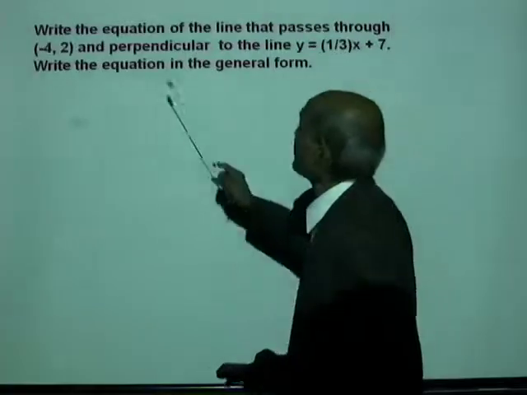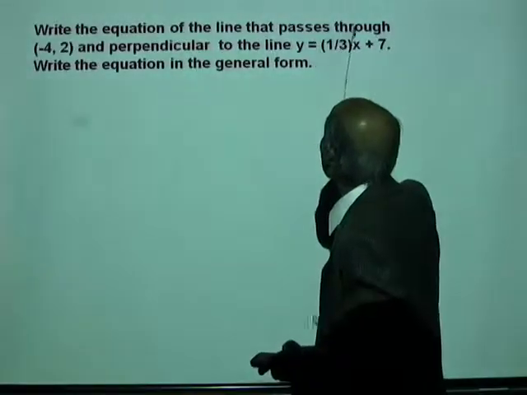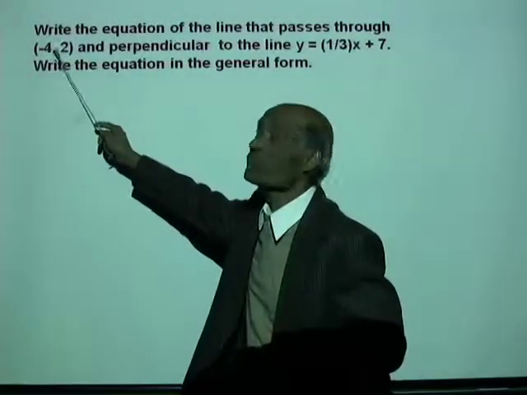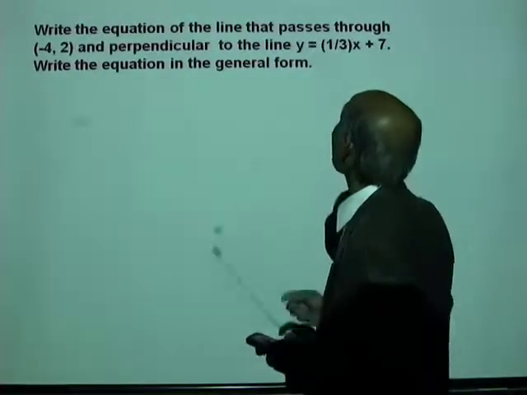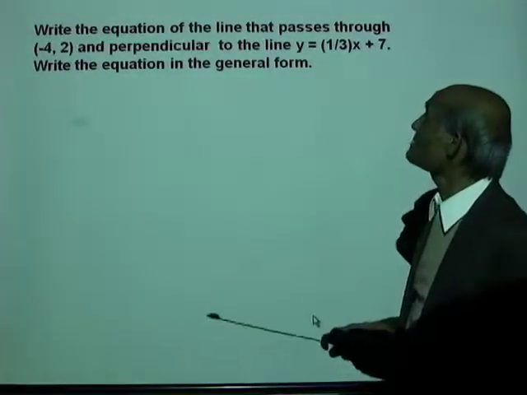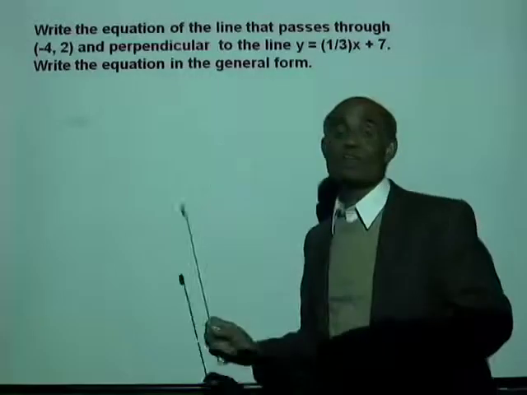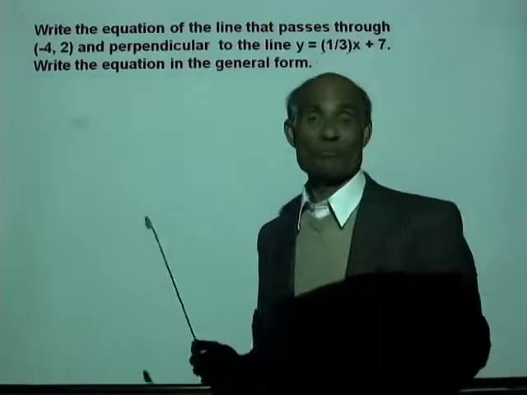Another one. Write the equation of the line that passes through (-4, 2) and is perpendicular to the line y equals 1/3 x plus 7, and write the equation in the general form.